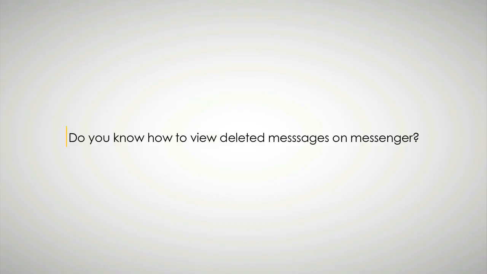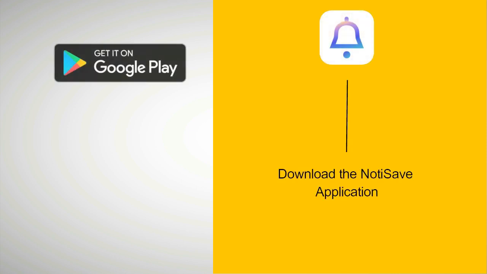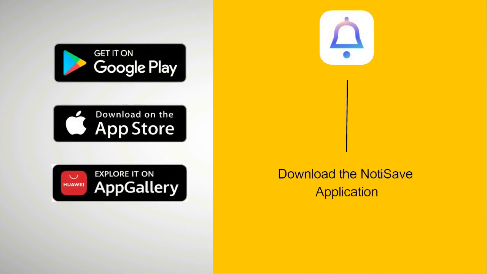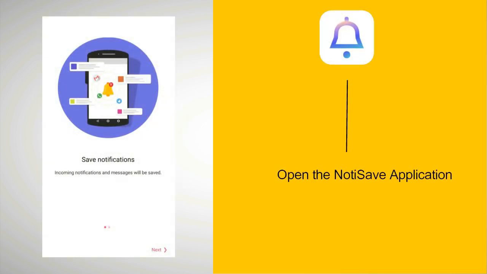Do you know how to view the deleted messages on the Messenger? Here are a few easy steps. First, download the Noti Save application at Google Play Store, Apple Store, or on Huawei Gallery app. Open the Noti Save to start the setup.